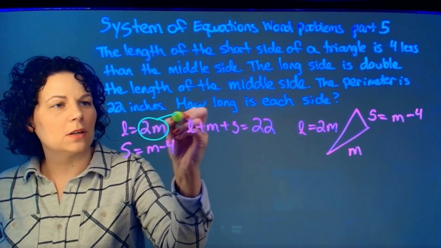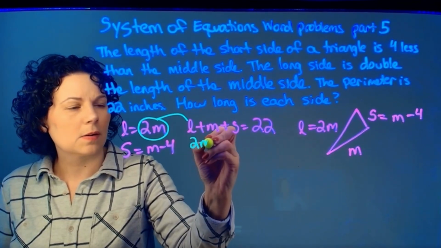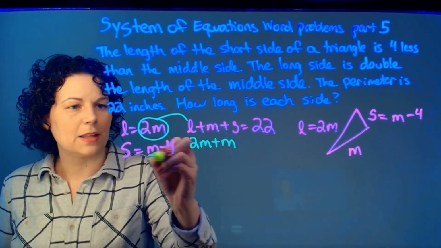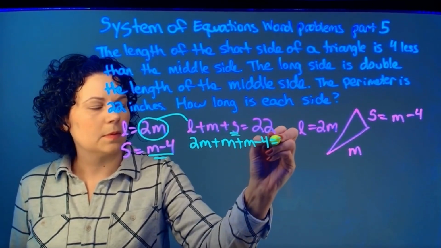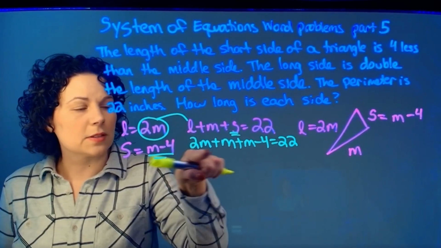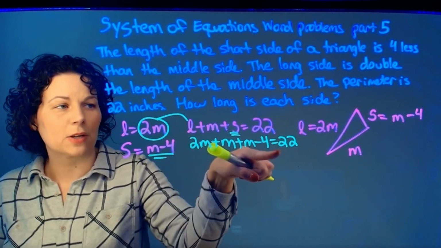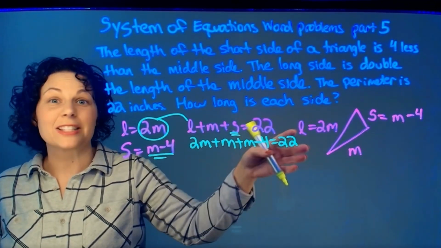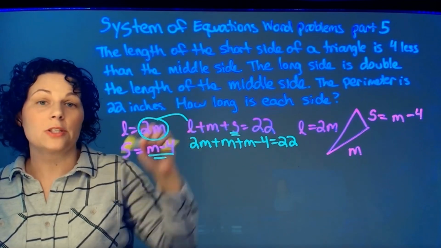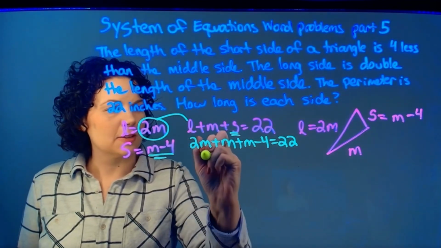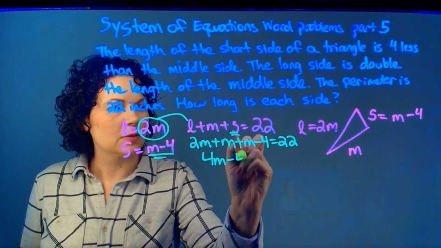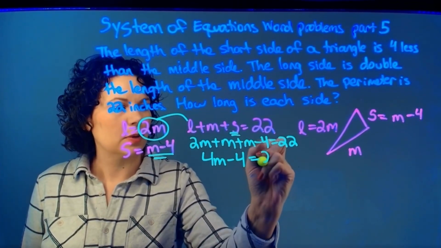So this is my long side. I don't know anything about the middle side, and then this is my short side, so it's going to go right there, and that equals 22. Some people can go straight to that equation from the picture. That's fine, but since this is a system of equation problem, I wanted to actually show the system. Now let's combine like terms. That gives me 4m minus 4 equals 22.